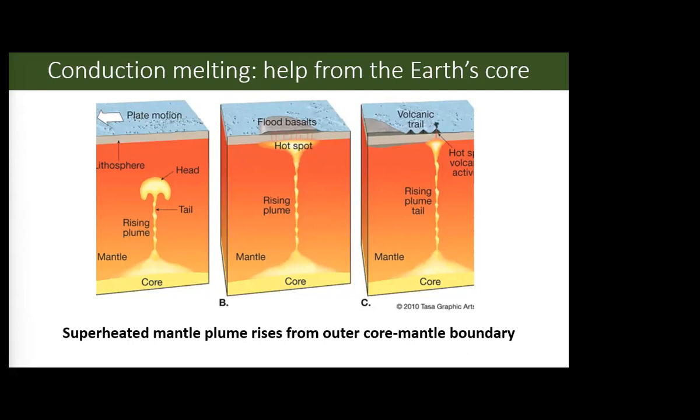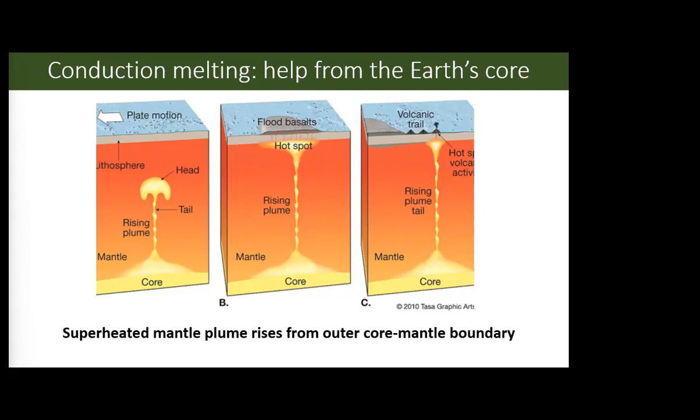But in cases where you have flood basalts, that's where all of that magma is coming out all at once. Instead of just gradually over time, where we get these volcanic islands, we're getting all of it spilling onto the surface instantaneously. So these are really violent eruptions. It's a lot of magma covering a large, wide area.